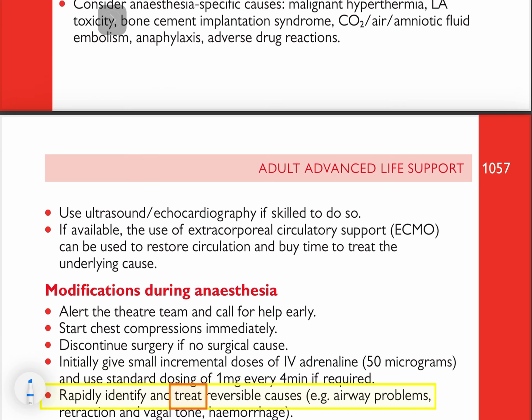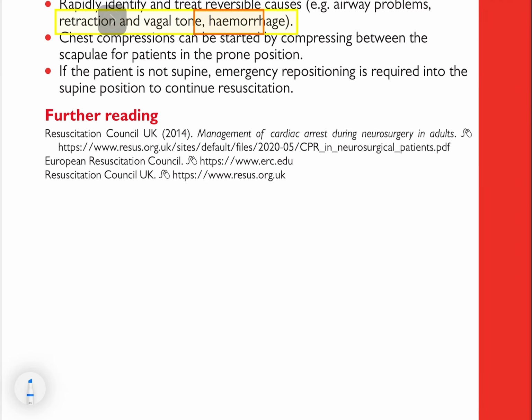Rapidly identify and treat reversible causes, e.g., airway problems, retraction and vagal tone, hemorrhage. Chest compressions can be started by compressing between the scapulae for patients in the prone position. If the patient is not supine, emergency repositioning is required into the supine position to continue resuscitation. Further reading: Resuscitation Council UK. Management of cardiac arrest during neurosurgery in adults. European Resuscitation Council.